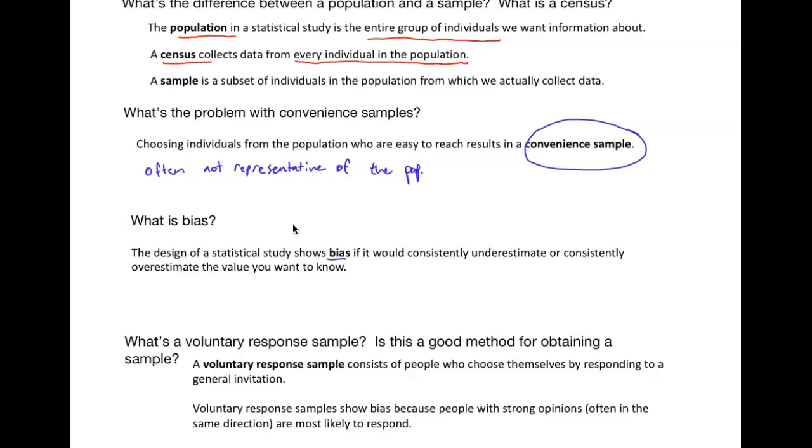All right. And then the other definition we'll want is voluntary response. This consists of people who choose themselves by responding to a general invitation. They tend to show bias because people with strong opinions, often in the same direction, choose to participate in these. Think of Yelp, right? If you look at Yelp reviews, they're often strongly in one direction or the other.